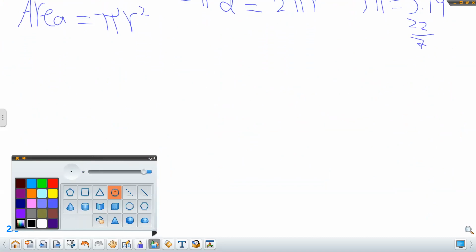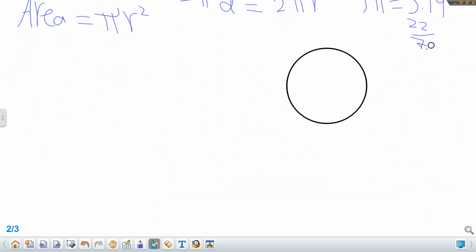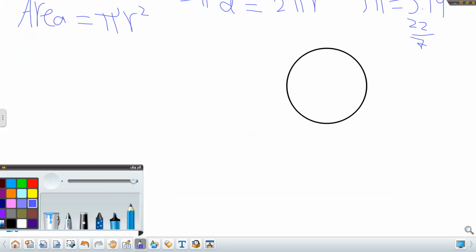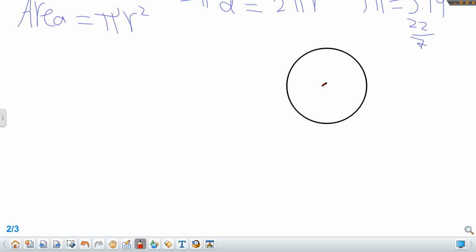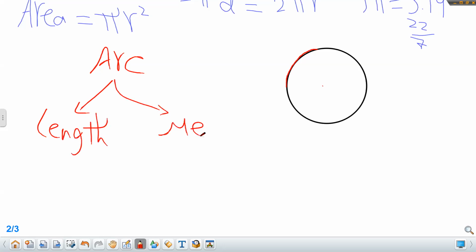What's the relation between arc and circle? We know that an arc is a part of the length of the circle, or the circumference of the circle. So the arc has length and measure like the circle, because it's a part of the circle.